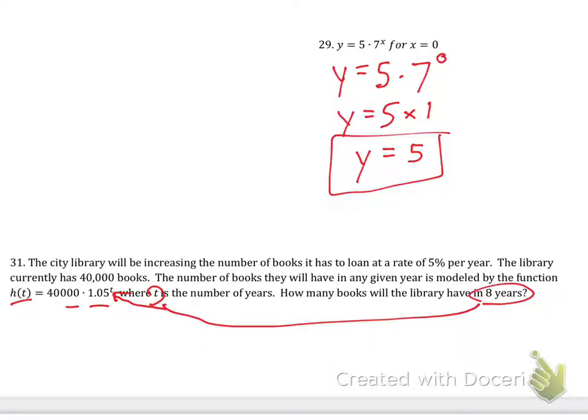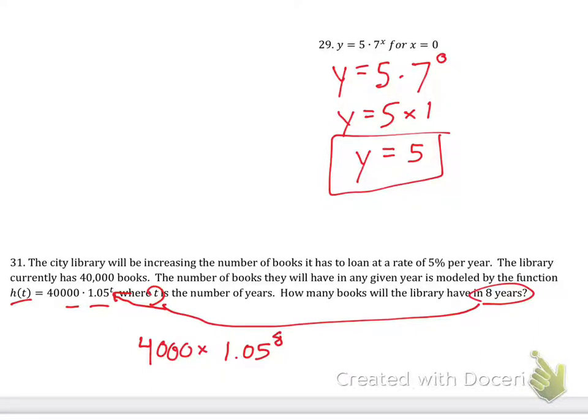That's it. So what you would have is 40,000 times 1.05 to the 8th power. Okay, and that's just calculator work. If I'm doing this step by step, I would do the 1.05 to the 8th power first, but you could just plug this into your calculator. I get a big number. It's 1.477455, yada, yada, yada. I'm going to take that and multiply that by 40,000.